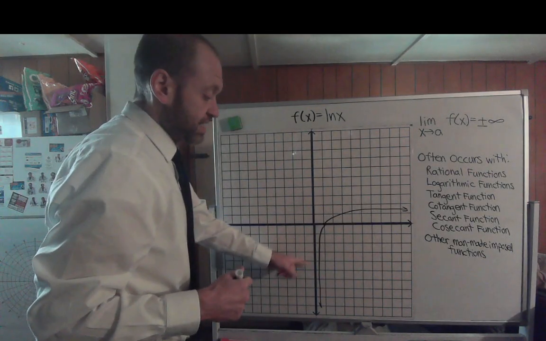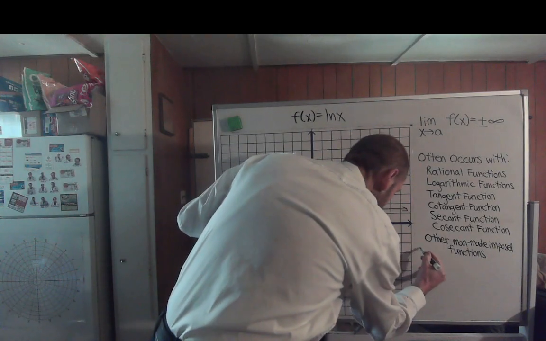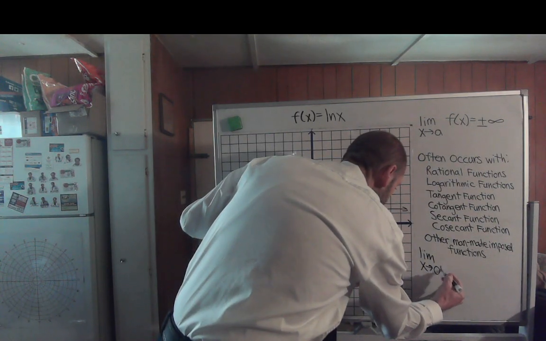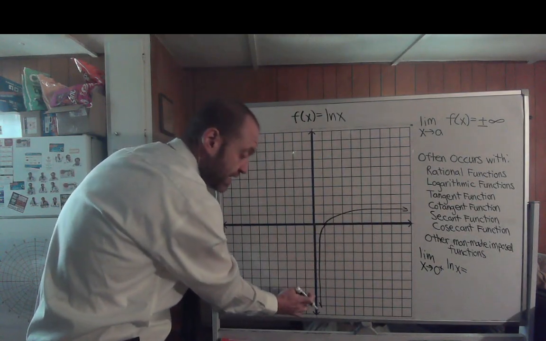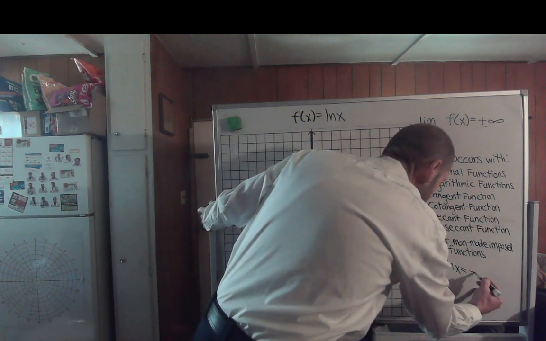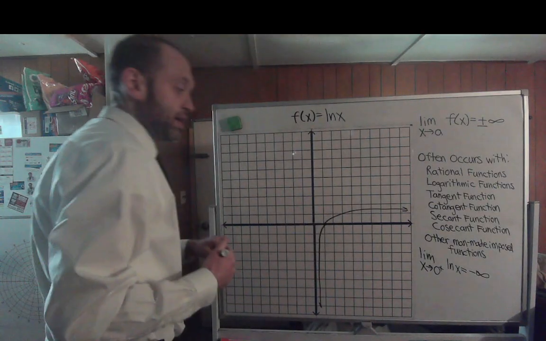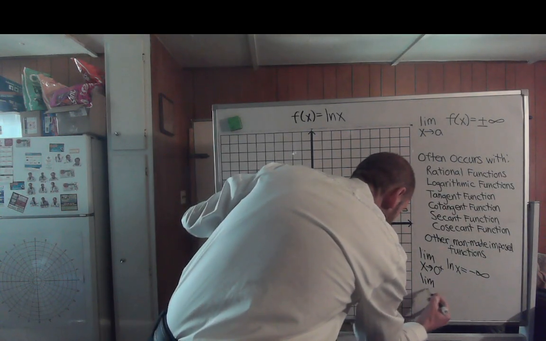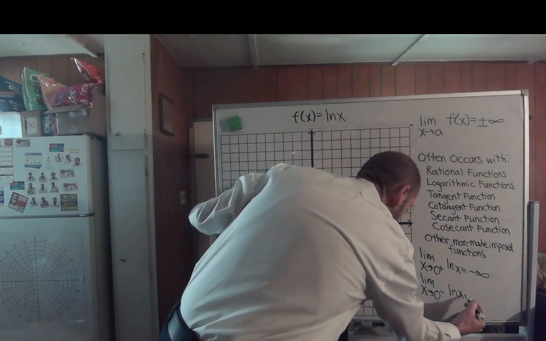Now notice as I approach x equals 0 from the right, if I take the limit as x approaches 0 from the right of the natural log of x, I'm getting more negative and negative. So as x approaches 0 from the right, the natural log of x goes to negative infinity. Well, okay, what about the left-handed limit as x approaches 0 of the natural log of x?